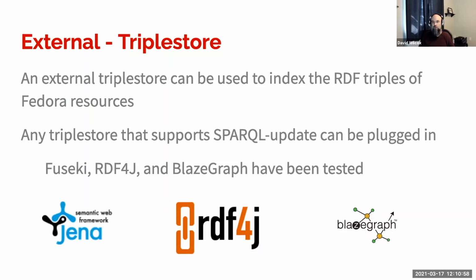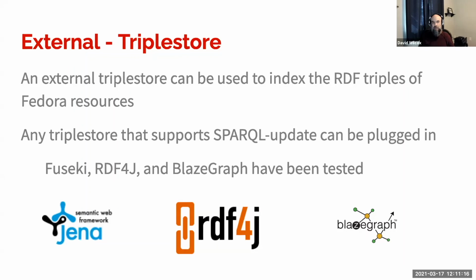Fedora doesn't have a built-in triple store. It stores all of the triples, which sounds a little bit confusing, but it doesn't support the kinds of queries that a triple store like BlazeGraph, for example, would support. But that's because you can use any triple store you want. They all perform in different ways.